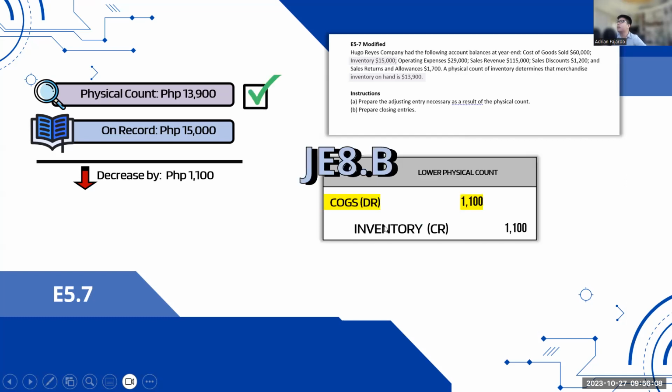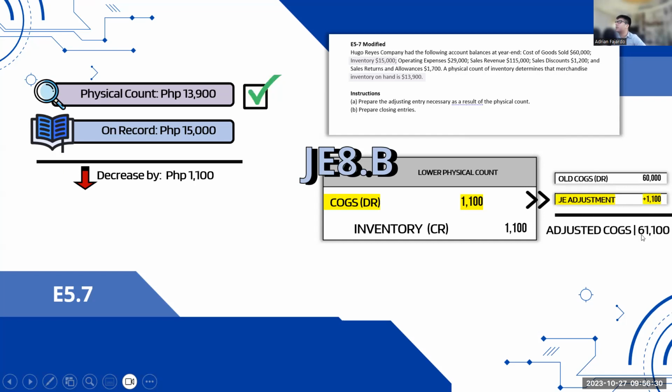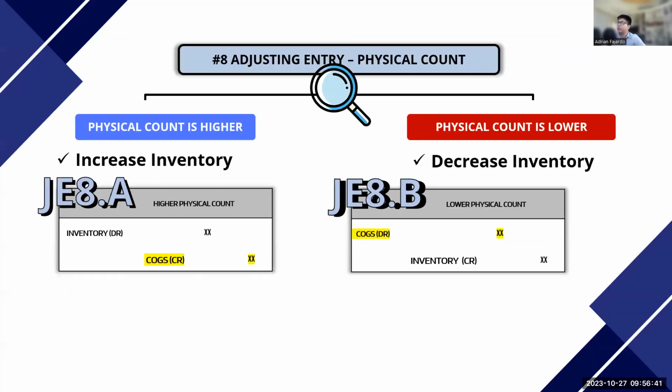Therefore, our journal entry would be credit inventory 1,100 kasi bumaba siya. And then, ano yung pangpuno? COGS. Debit COGS of 1,100 to lower or to the physical count. So, our old COGS was 60,000. With our journal entry, tataas yung cost of goods sold natin, 61,100. So, dalawang yung nangyayari. Pag bumaba si inventory, tumataas yung cost of goods sold natin. Something to think about in terms of this. So, again, ito lang naman yung journal entries for closing.